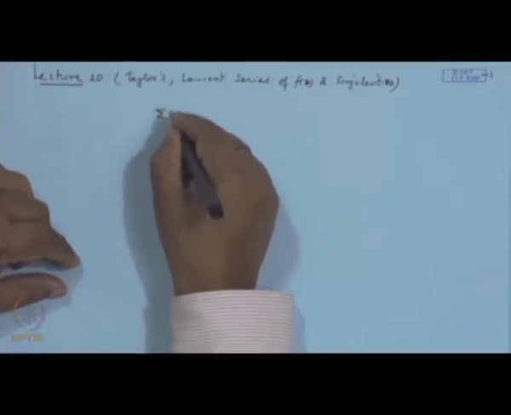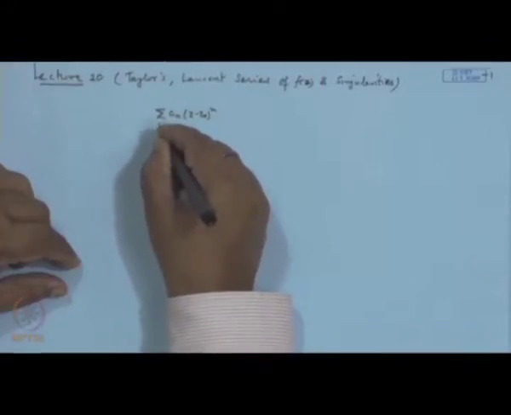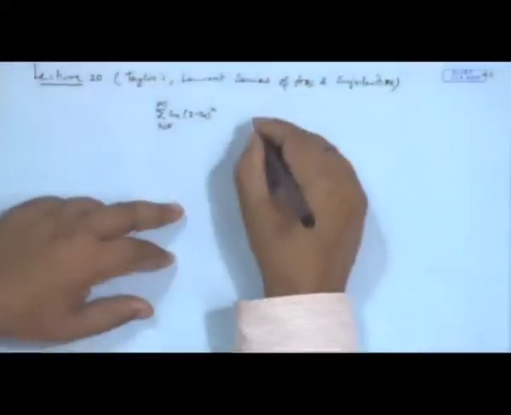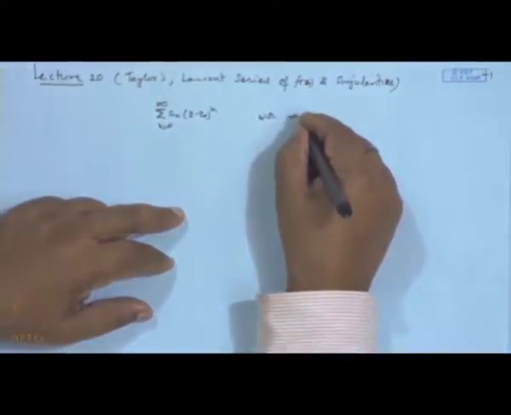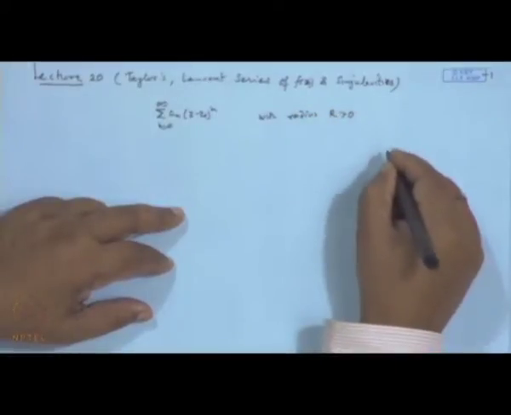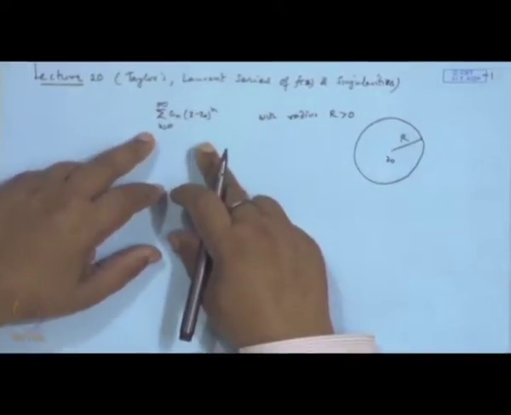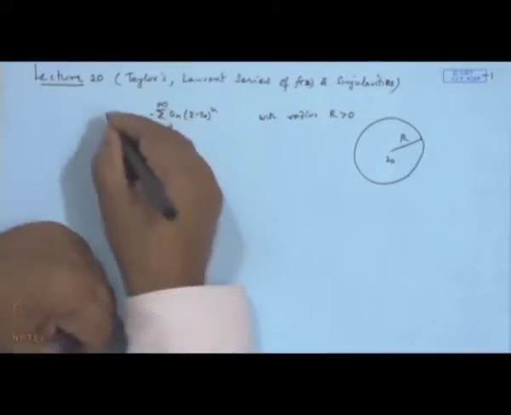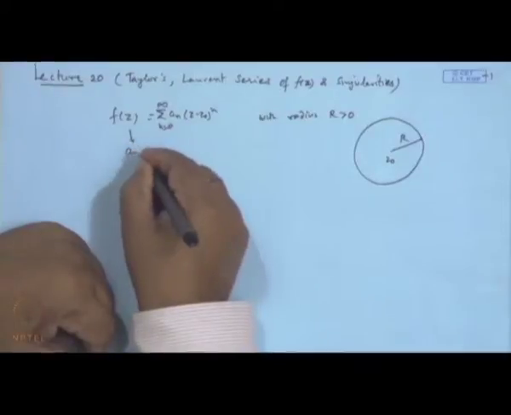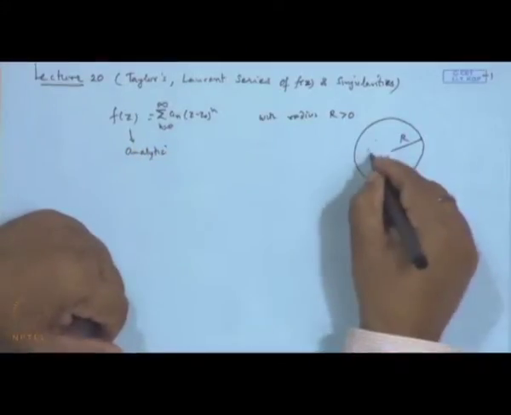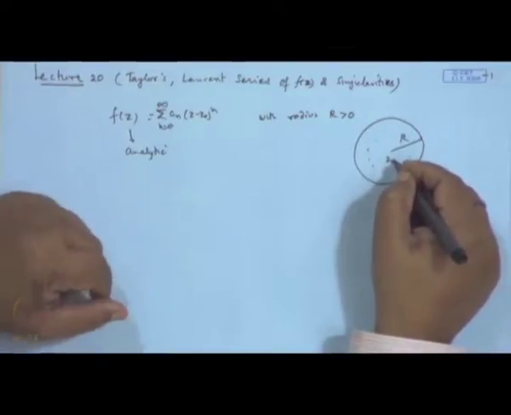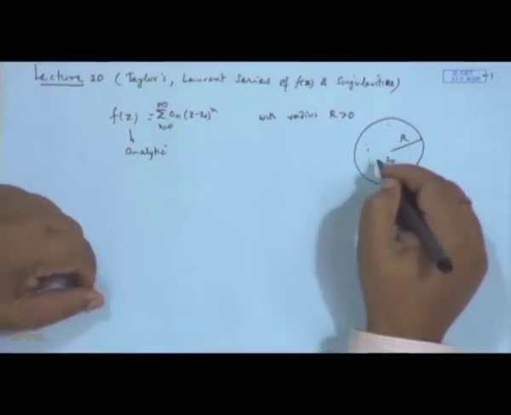Okay, so in the last lecture, we were discussing the power series, and what we have seen is the power series with a non-zero radius of convergence, a n (z minus z naught) to the power n, n from 0 to infinity. This is a power series with radius r greater than 0, so it has center z naught and radius r. A power series with a non-zero radius of convergence will always represent a function f(z) which is analytic at each point inside the circle of convergence.